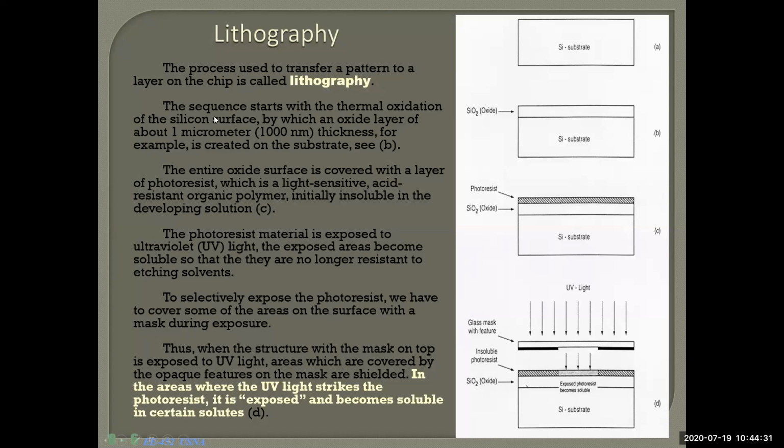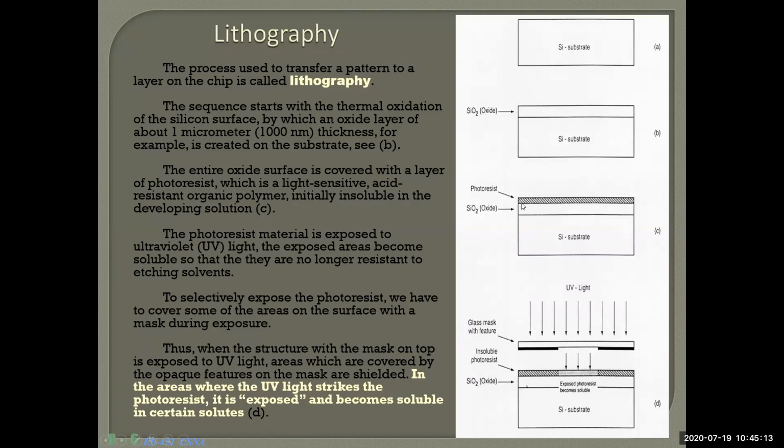Okay. The sequence starts with thermal oxidation of the silicon surface, by which an oxide layer of about 1 micrometer, that means 1000 nanometer thickness, for example, is created on a substrate. That means this is the normal body. It can be N type, it can be P type, but let's say this is a P type material. On top of P type, you will give a layer of silicon dioxide, about 1000 nanometer or 1 micrometer thick. What is the process of giving silicon dioxide? This is called thermal oxidation.